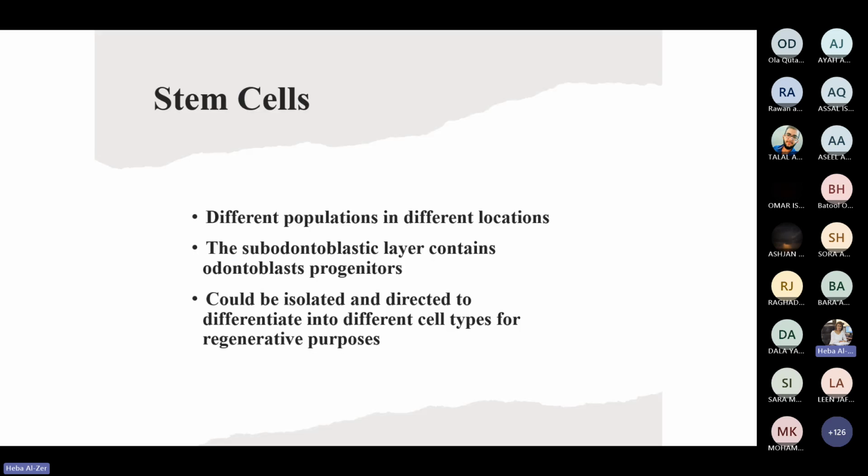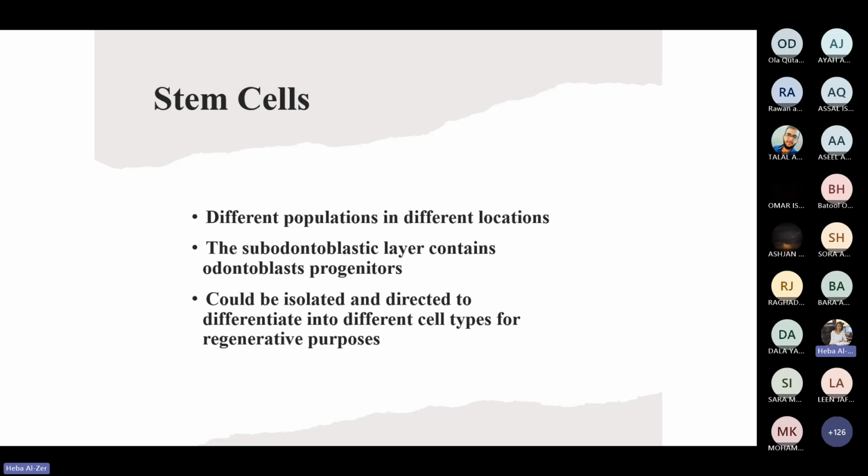The last kind of cells inside the dental pulp is the stem cells. There are a lot of different populations in different locations in the dental pulp, not only mesenchymal stem cells, which are discussed in your book, but actually there are embryonic stem cells, neural crest stem cells, a lot of populations. These are found mostly in the subodontoblastic layer.